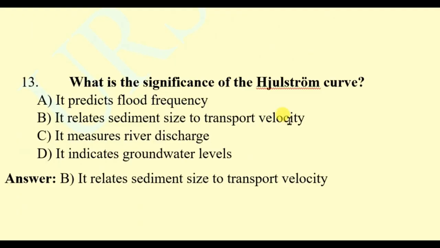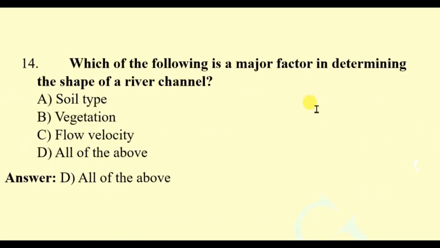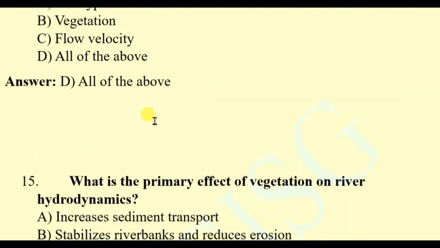Question number 13. What is the significance of the Hjulstrom curve? It predicts flood frequency, it relates sediment size to transport velocity, it measures river discharge, it indicates groundwater levels. Here the correct answer will be it relates sediment size to transport velocity. Question number 14. Which of the following is a major factor in determining the shape of a river channel: soil type, vegetation, flow velocity, all of the above? And the right answer will be all of the above. Means soil type, vegetation and flow velocity.